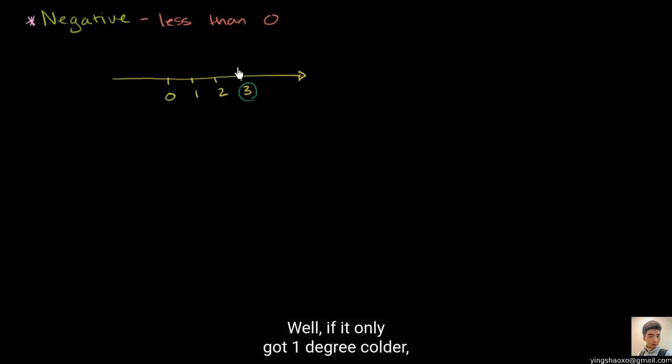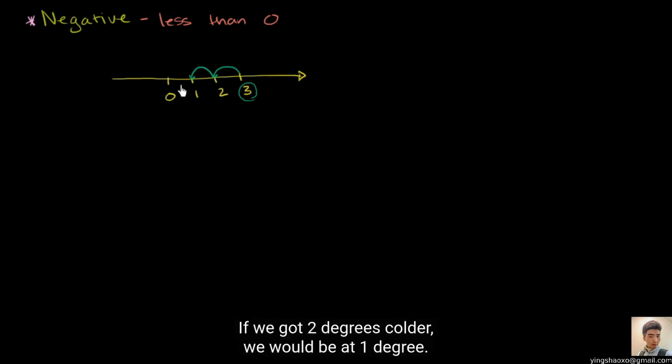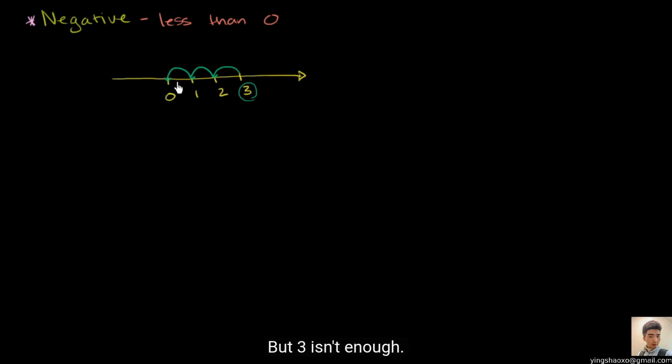Well, if it only got 1 degree colder, we would be at 2 degrees. But we know we have to go 4 degrees colder. If we got 2 degrees colder, we would be at 1 degree. If we got 3 degrees colder, we would be at 0. But 3 isn't enough. We have to get 4 degrees colder. So we actually have to go one more below 0. And that 1 below 0, we call that -1.